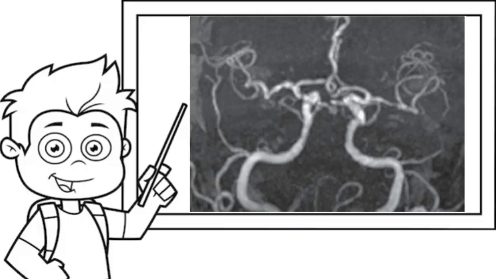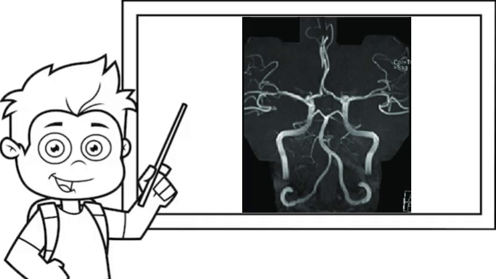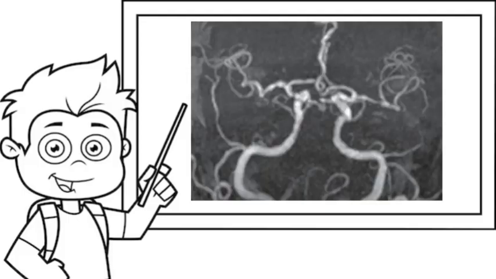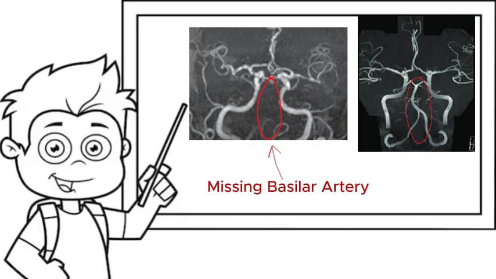Let's compare this with a normal MRA. This is normal. This is the textbook definition of normal. And this is what we have. What's missing? You got it right. The basilar artery is absent, and this is likely from an acute obstruction.